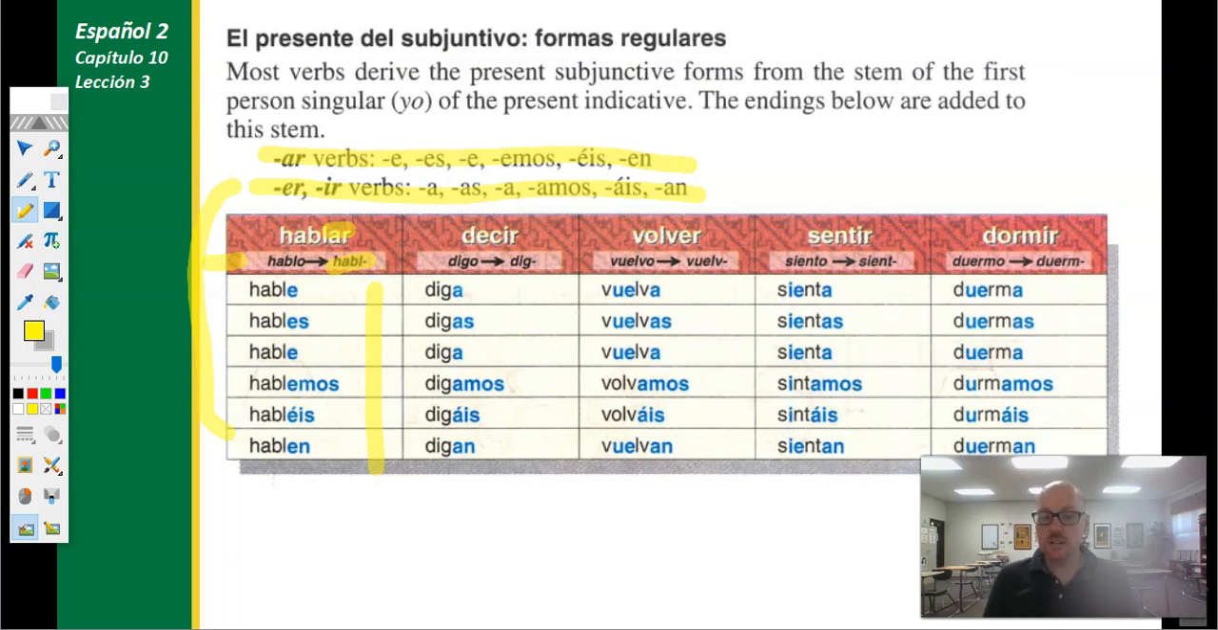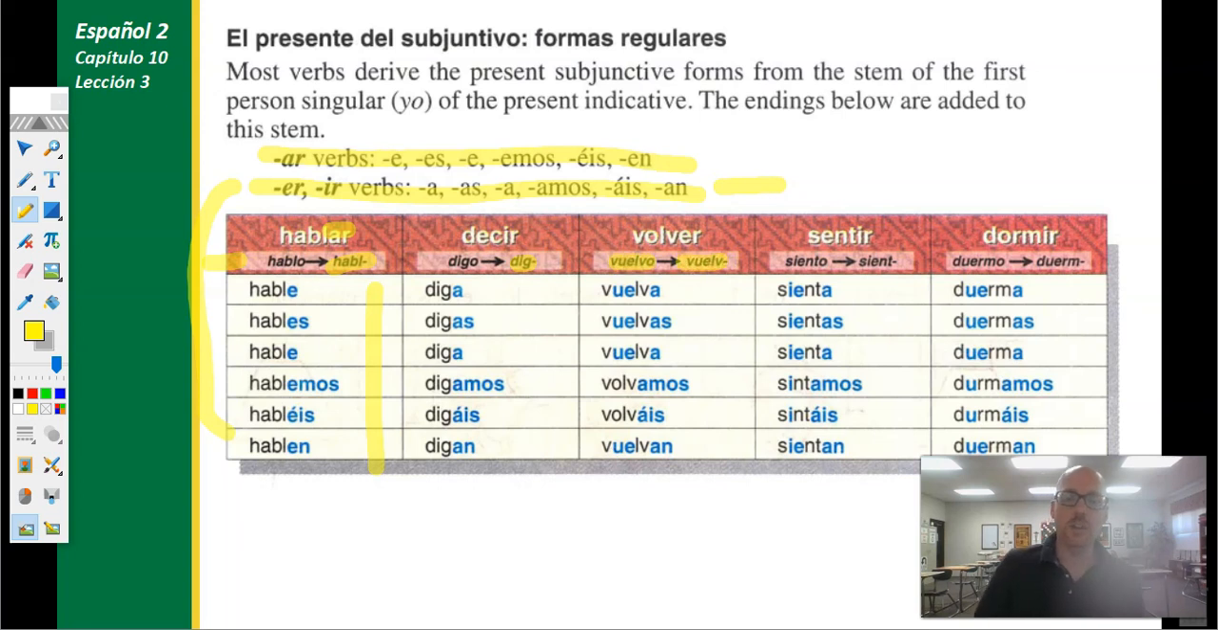For decir, we go to the yo form of the present indicative, which is digo. We drop the o ending, and we're left with the stem dig. Then, because it's an IR verb, we use these endings, a, as, a, amos, an. So we have diga, digas, diga, digamos, digan. Very simple. Volver is the same thing. The yo form is vuelvo. We drop the o, and we have vuelv.